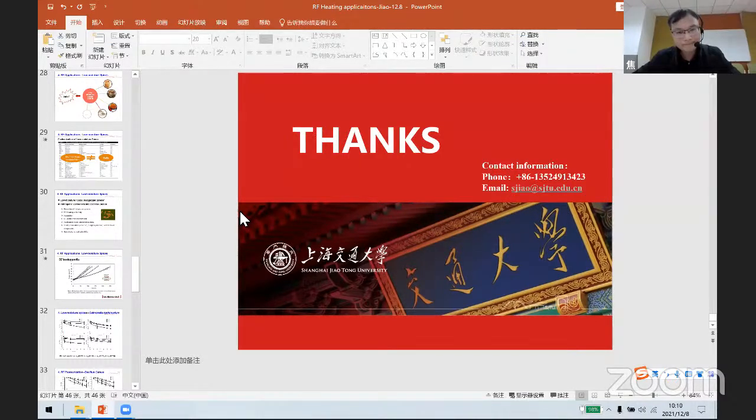And for the first question, we have from Angeline from University of Pajajaran, and the question is, can RF heating method be applied in fisheries product processing?